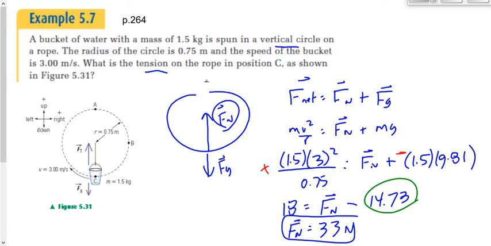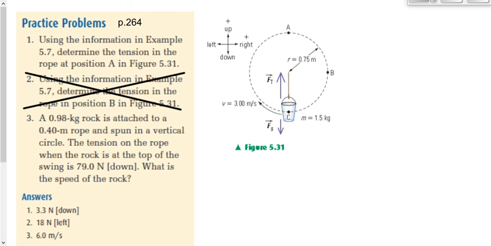All right, you have 2 questions to do here, page 264, 1 and 3. Take a stab at why I don't want you to do question number 2. We're looking for the tension, which is the normal force, that's fine, at position B. So that's this one, right? We just don't have to do it, so we're not going to. Questions 1 and 3, page 264, for homework for tomorrow.